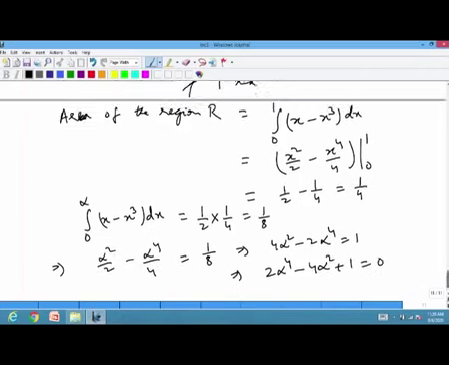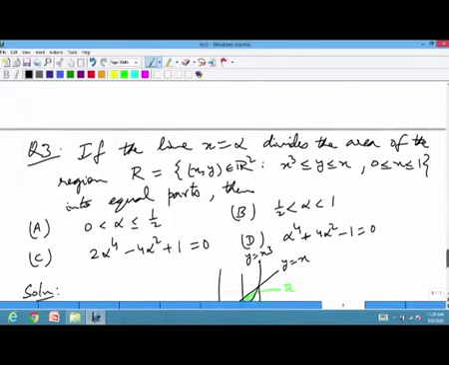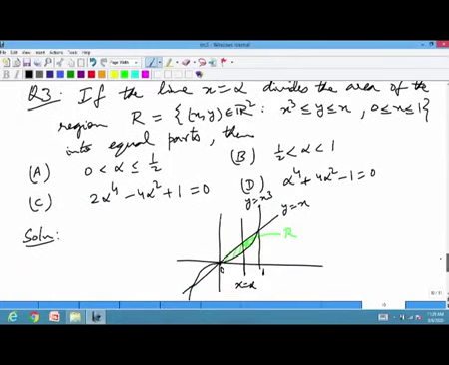So, if we see the options, this is same as option C. So, option C is correct.